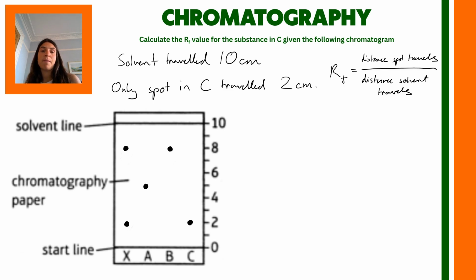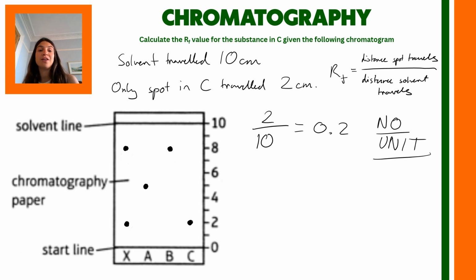So my RF value, remember, is basically just a ratio. So it's the distance that the spot travels over the distance that the solvent has travelled. So in this case, the spot travelled 2 and the solvent travelled 10. So 2 over 10 is 0.2. And we don't have any units for the RF values.